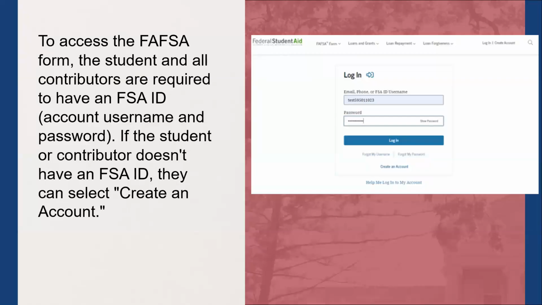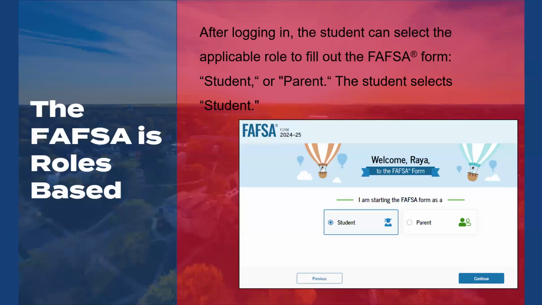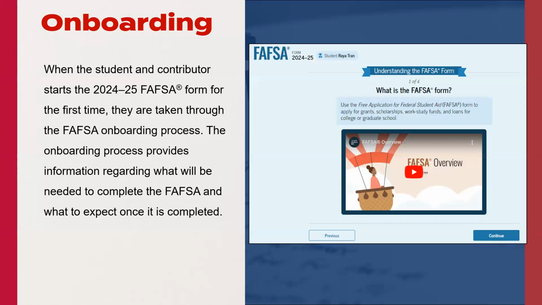To log into the FAFSA, each contributor needs to have their own FSA ID. Their username and password need to be used to complete and sign the FAFSA. Once logging in, a role is assigned. So if the student is completing the form first, they would log in as the student. In this scenario, we're going to start with the student.